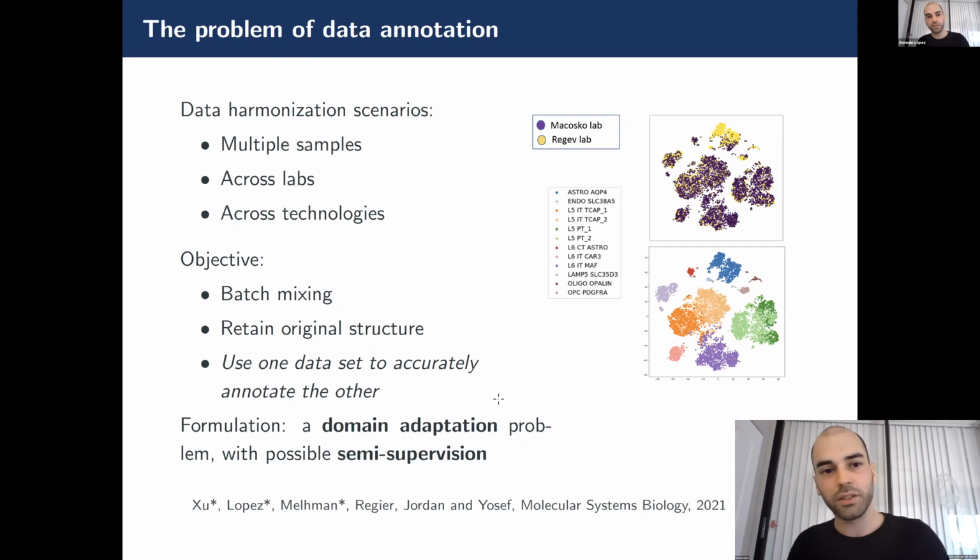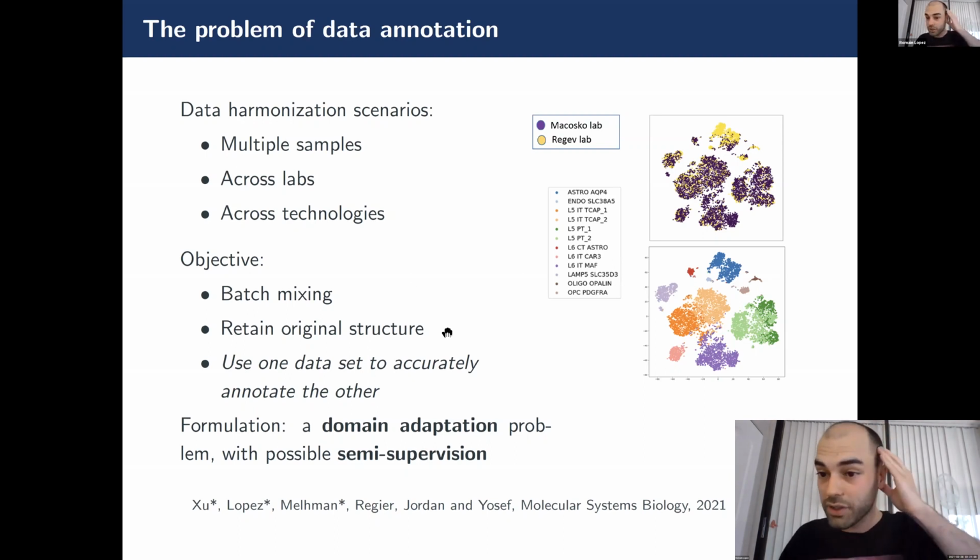But you can harmonize multiple samples from the same lab. That's what I showed you before. You can harmonize data across different laboratories. That's what we see on the right here. And we see here it's a successful harmonization because again, data sets are mixed, but cell types are not. Those are the two objectives.